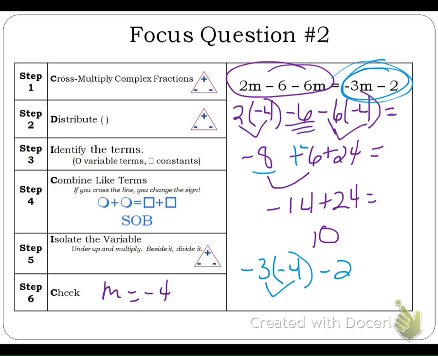So negative 3 times negative 4. Those are the same, or no, wrong rule. Multiplication, remember we use our negative and a negative equals a positive. So positive 3 times 4 is 12, minus 2 is equal to 10. Yes, 10 does equal 10. So our solution is correct. We did it.